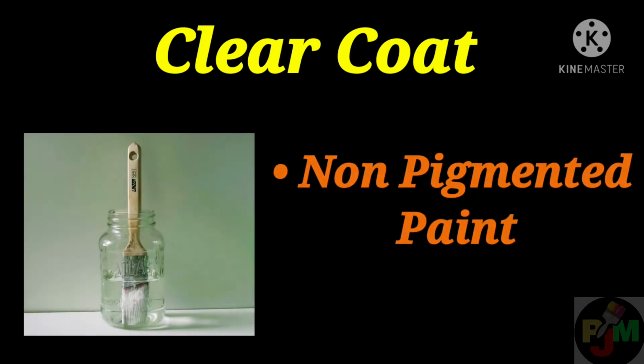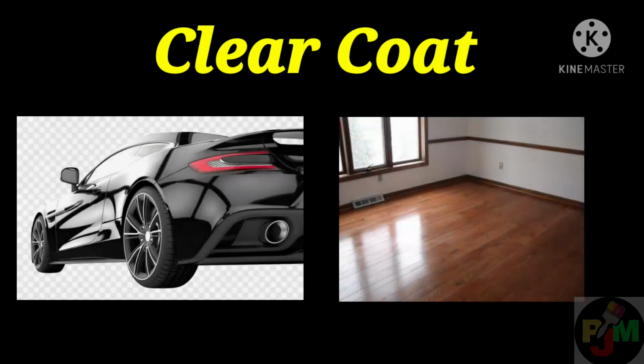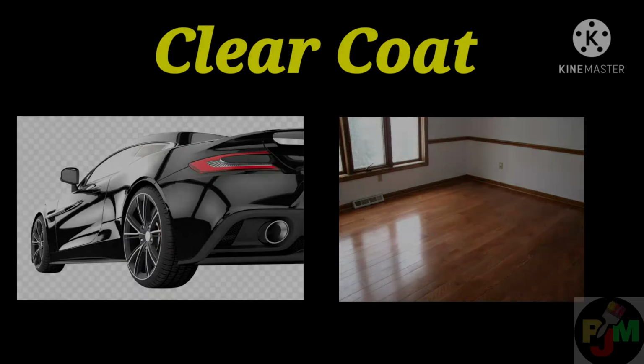One more coat is there, known as clear coat. Clear coat is a non-pigmented coat of paint, mostly used in automotive coating and wood coating to enhance the gloss, color depth and durability of the surface. Clear top coats are not always required.